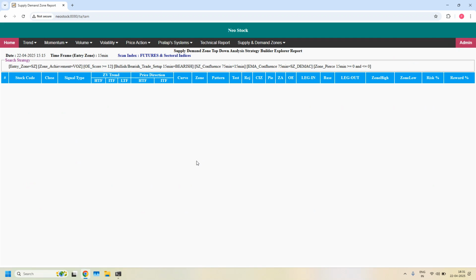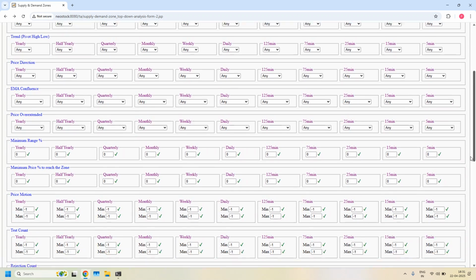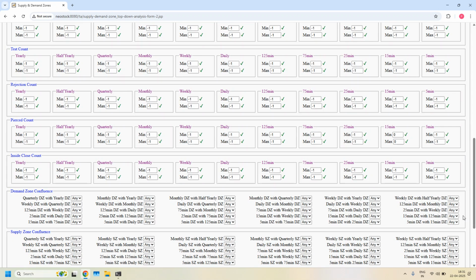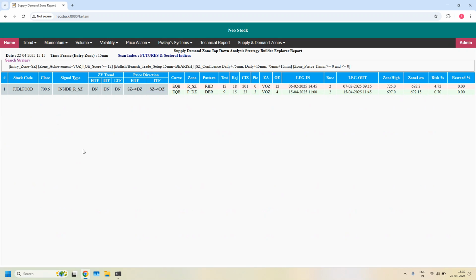So with this filter, we did not get any stocks. Okay, fine. Let us remove this filter and look into HTF supply zone confluence supported stocks. That is 15 minutes, 75 minutes and daily supply zone confluence. 3 filters we have to set. First filter is already enabled. Next, 15 minute supply zone with daily supply zone confluence. 75 minute supply zone with daily supply zone confluence. With all the 3 filters, we got only 1 stock.